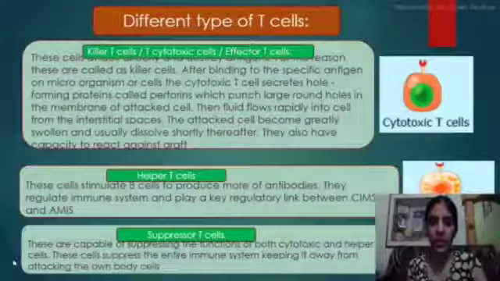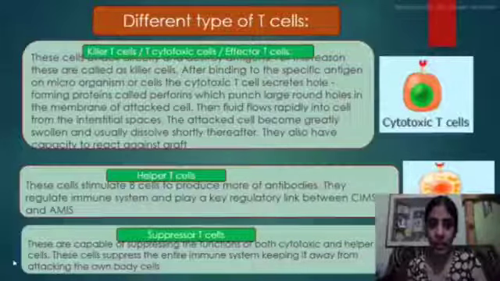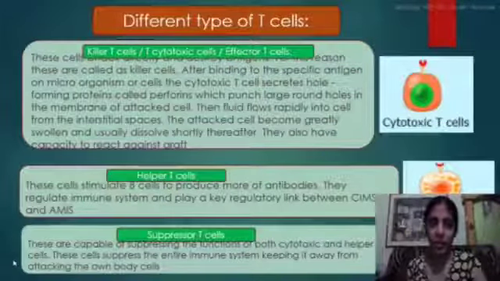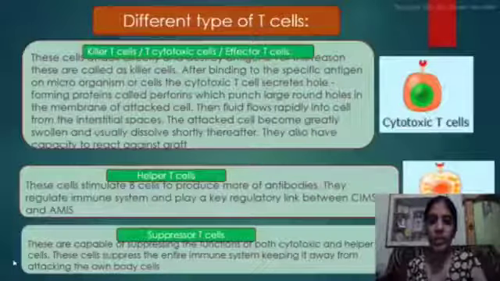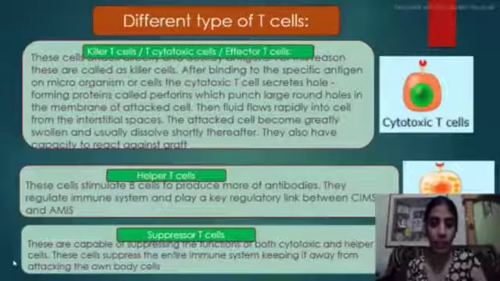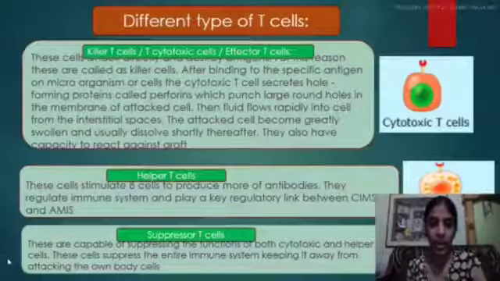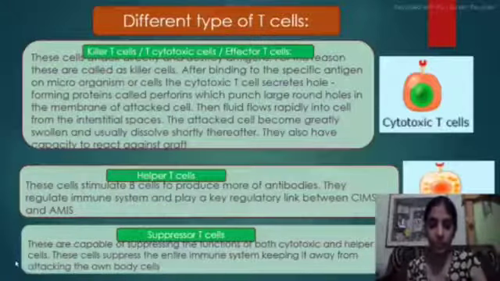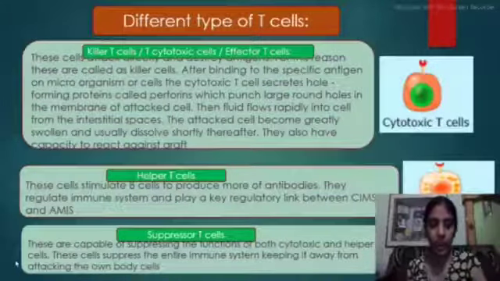After binding to the specific antigen on a microorganism or cell, the cytotoxic T cell secretes hole-forming proteins called perforins, which punch large round holes in the membrane of attacked cells. Then fluid flows rapidly into the cell from the interstitial spaces. The attacked cell becomes greatly swollen and usually dissolves shortly thereafter. They also have the capacity to react against grafts.